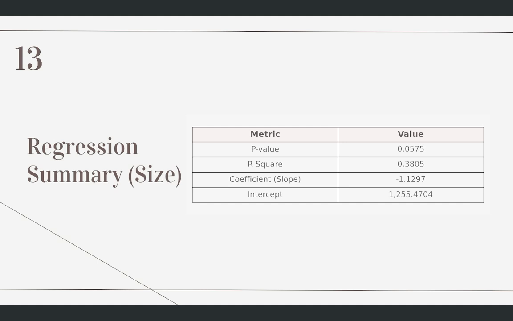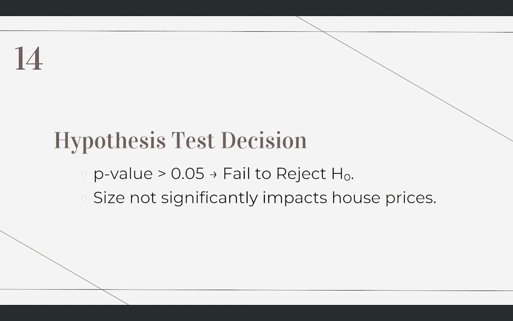The intercept is the model's prediction for rent when land size is 0, which isn't realistic, but it helps define the regression line. Overall, this model suggests a weak and non-significant relationship. Because the p-value is greater than 0.05, we fail to reject the null hypothesis. This means land size does not significantly affect weekly rent in this dataset.